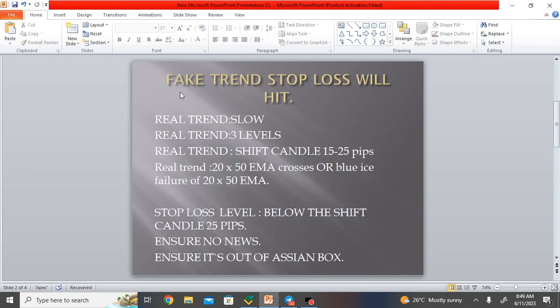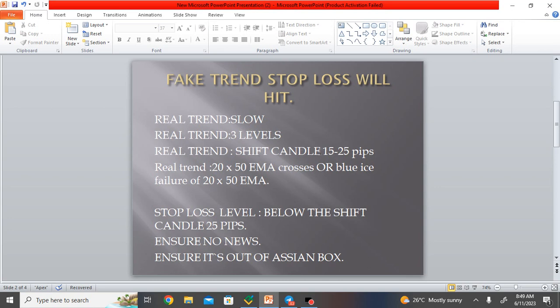In the forex market we have fake trend and real trend. If you follow a fake trend, your stop loss will hit. If you follow a real trend, your stop loss will not hit. So how do you know that this is the real trend? Real trend is slow. Real trend has three levels.